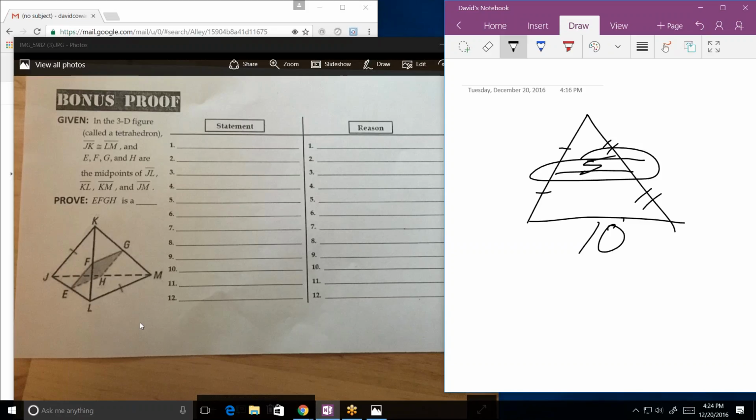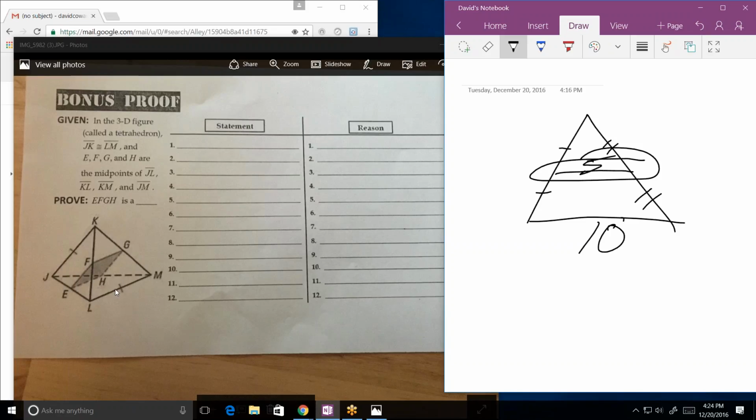You're on the right track. So tell me about EF. What's EF going to equal? EF's going to equal half of JK, right? Okay. And then tell me what FG is going to equal. Half of LM. So therefore they must be congruent. Exactly, because they tell us KJ is the same as LM, so that makes EF the same as FG.